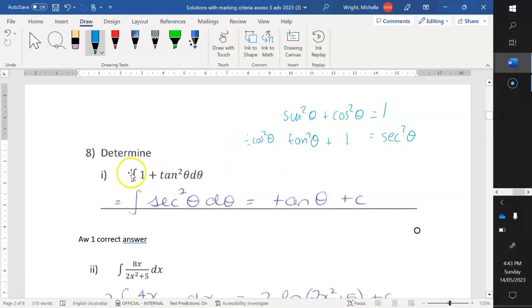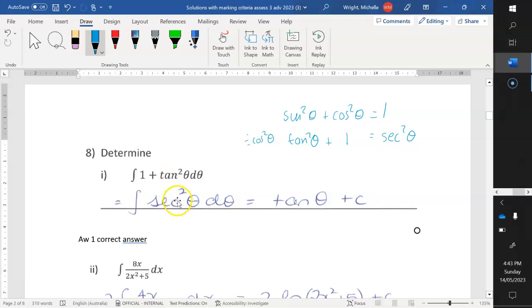So wherever you see a 1 plus tan squared theta or a tan squared theta, you're going to go back and have a look at the rule. I've got a 1 plus tan squared theta, so that's sec squared theta. So I get the integral of sec squared theta. The reason I'm going on a lot about this is a lot of people just gave me sec squared theta as the answer. It's not the answer, it's the substitution.